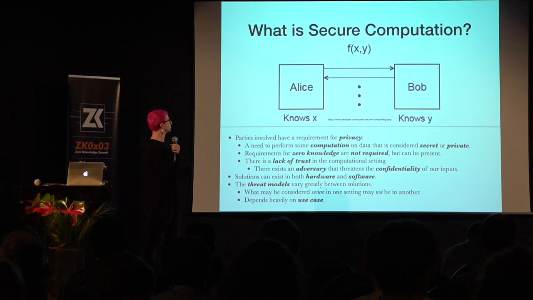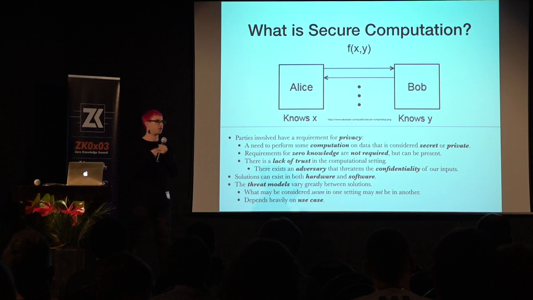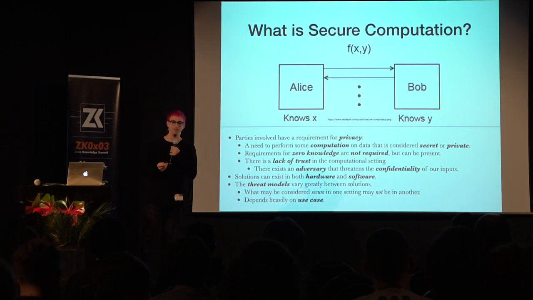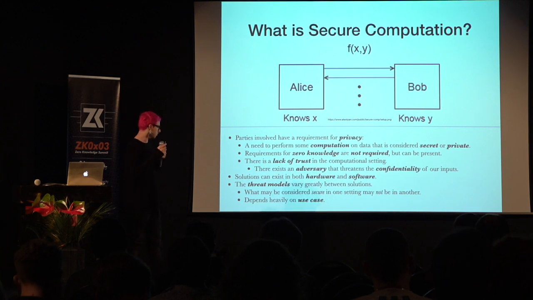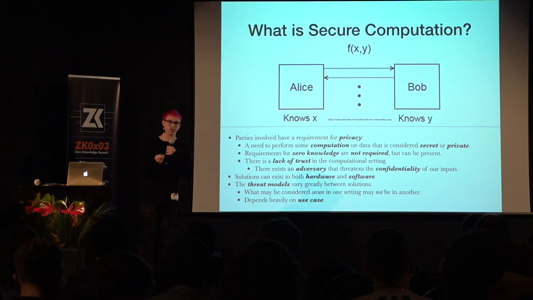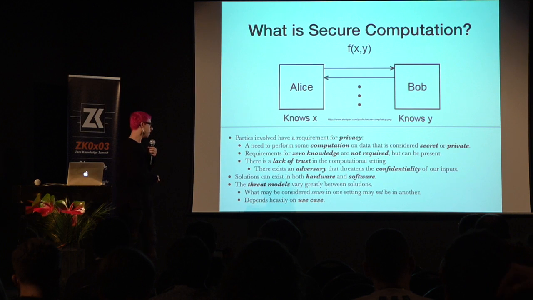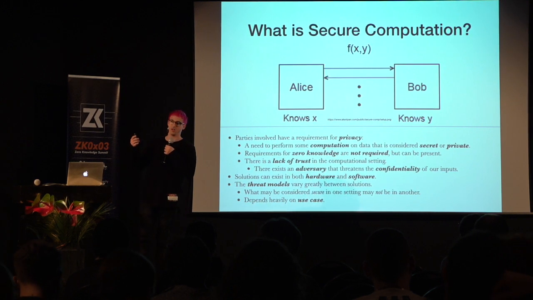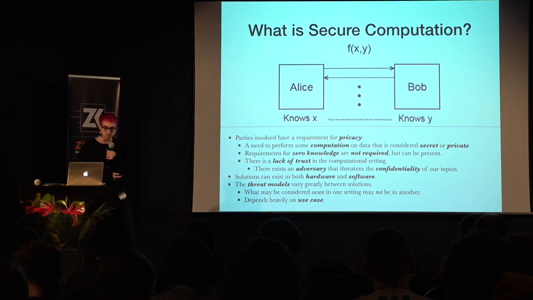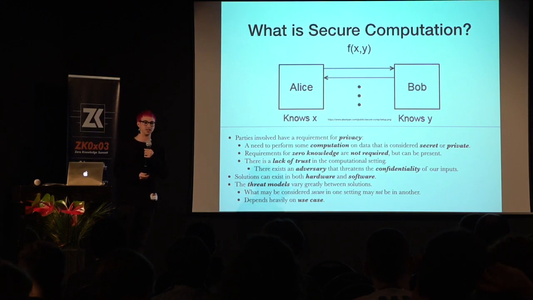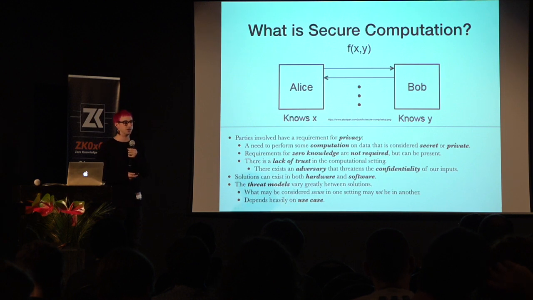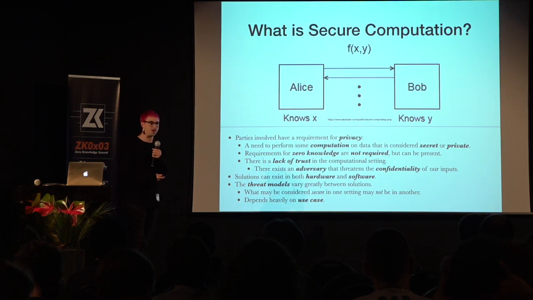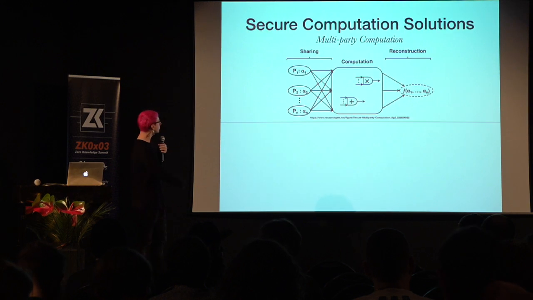As well as for secure computation, the threat models for specific secure computing protocols vary greatly, and they change based on the solutions that you use. What may be considered secure in one setting may not be in another, and it depends very heavily on what your use case is. In some use cases it's okay to leak some information, in some use cases it's not okay to leak any information, right?